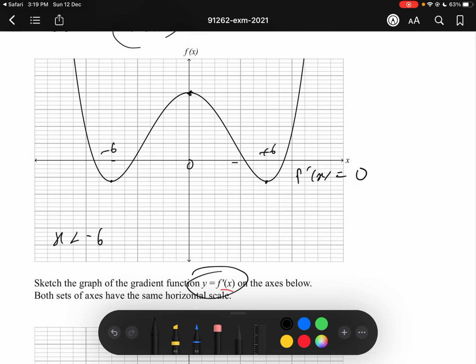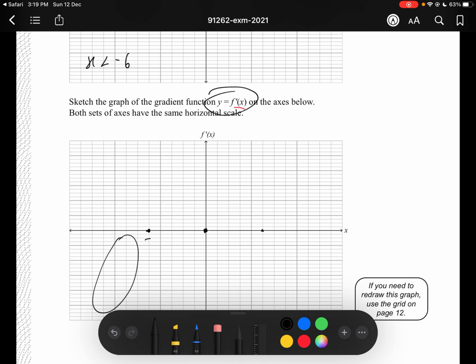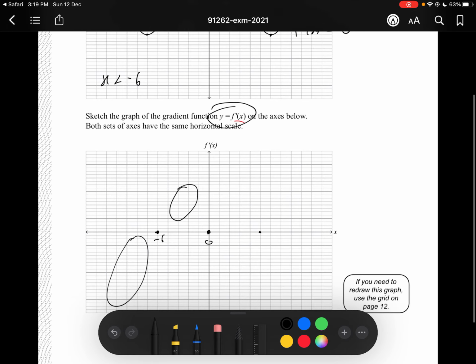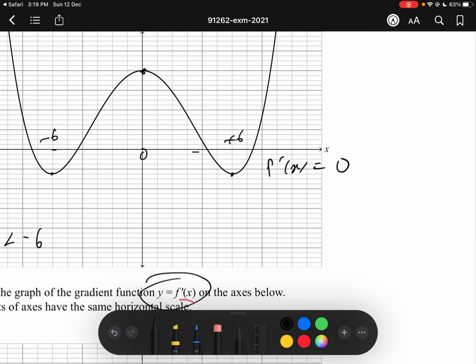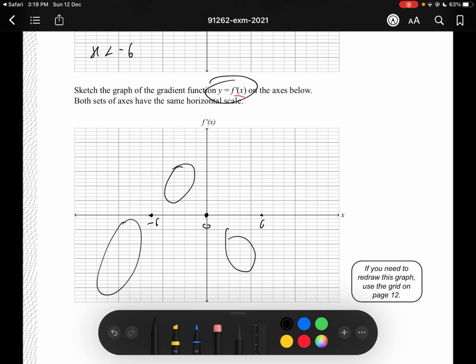In between -6 and 0, the graph is increasing. So between -6 and 0, the graph will pass through above the x-axis, so it'll be somewhere here. And then between 0 and 6, we see that the graph is again decreasing. So therefore, this again will pass through this bottom section here, since f dash of x is less than 0.